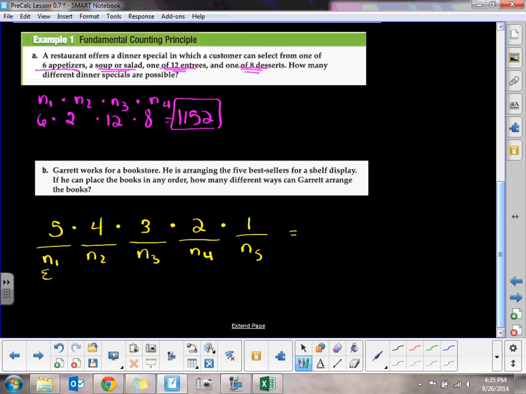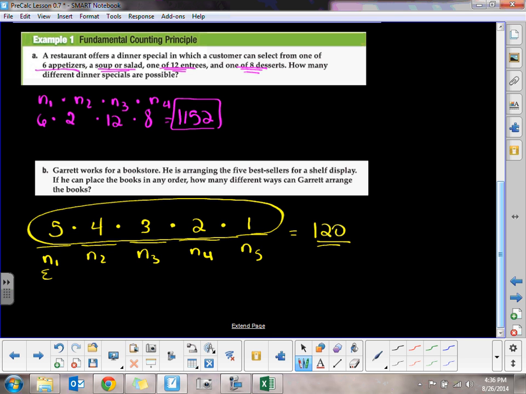This is an example of dependent events because once I place a book, it reduces the number of books I have for my second spot on the shelf. So once I place a book, my choices for the next spot go down, and so on. So we take 5 times 4 times 3 times 2 times 1, which is 120 different ways that we can place those 5 books on the shelf.